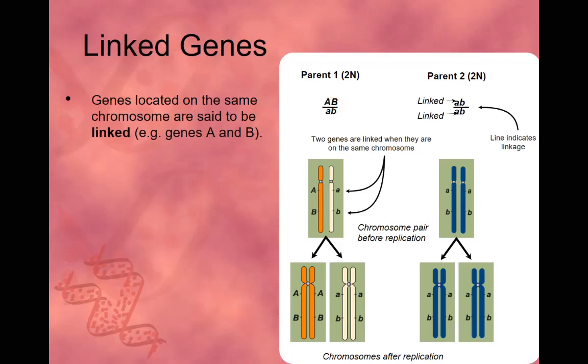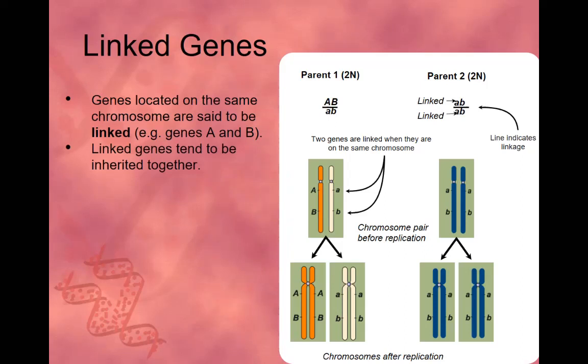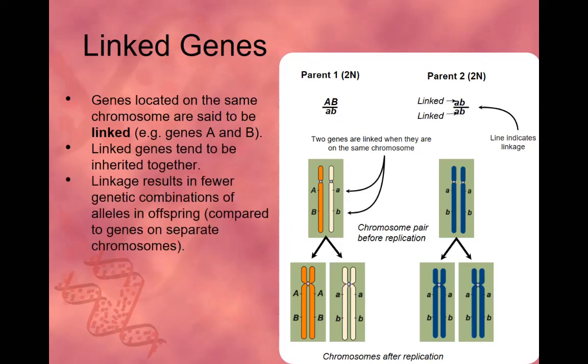So linked genes like this tend to be inherited together. This means that there are fewer combinations of alleles in the offspring compared to genes that do separate because they're found on different chromosomes. In describing linkage, the appropriate notation shows a horizontal line separating the two linked groups, as you see here.